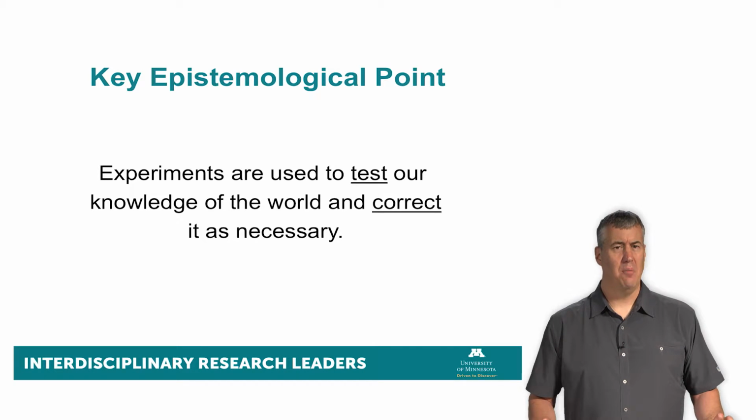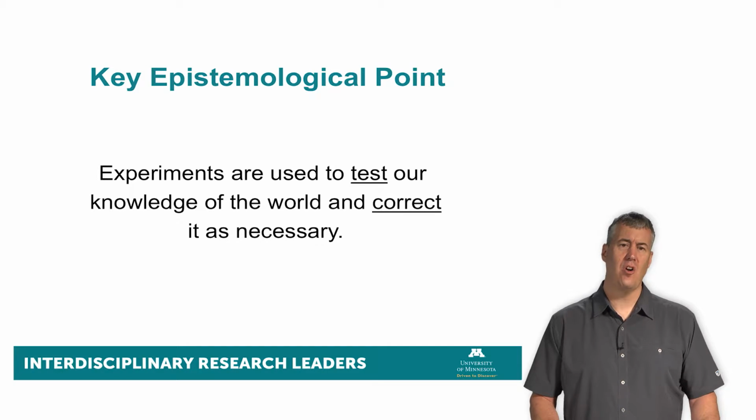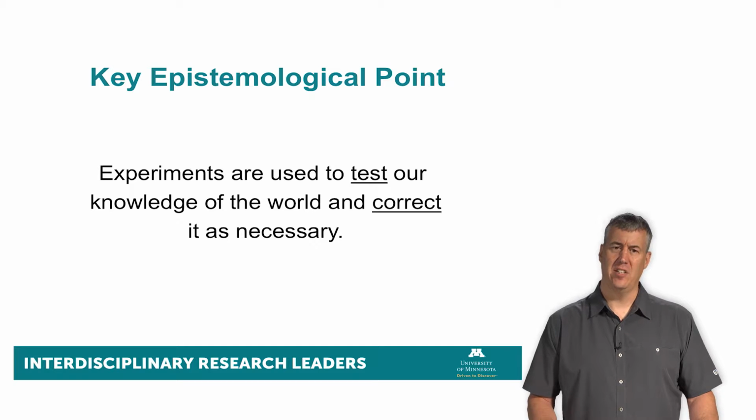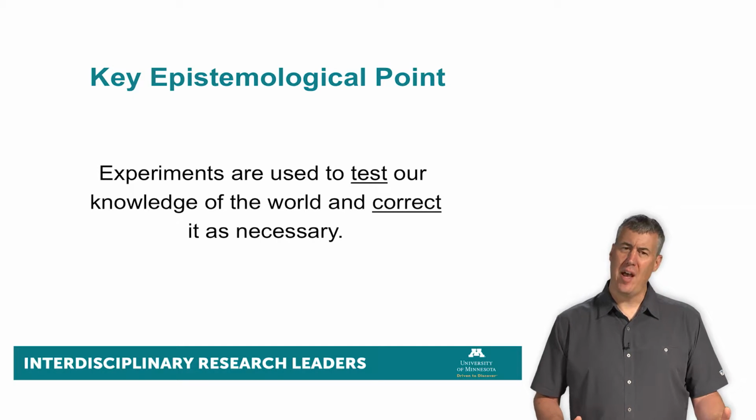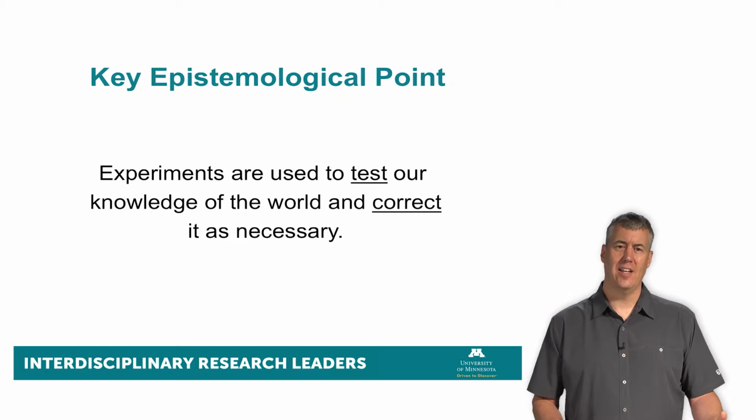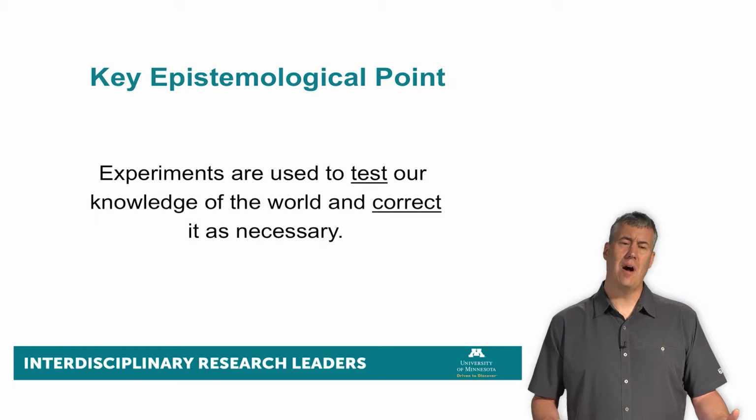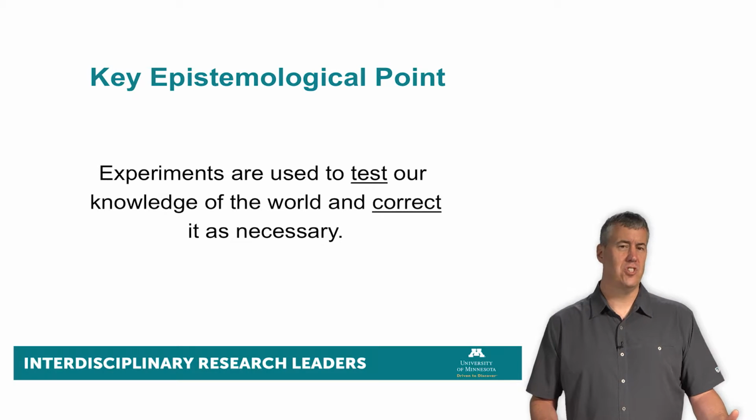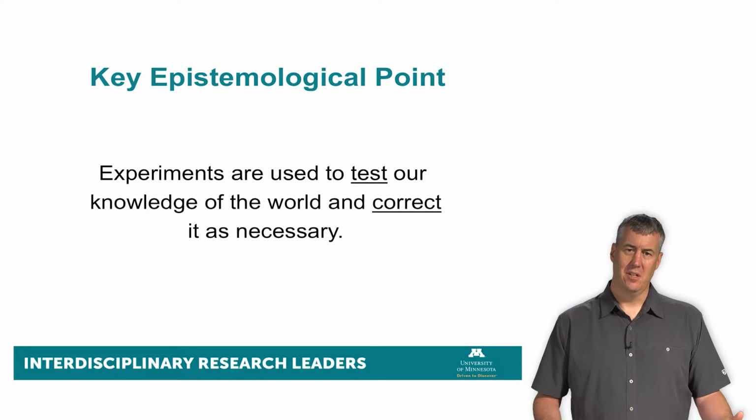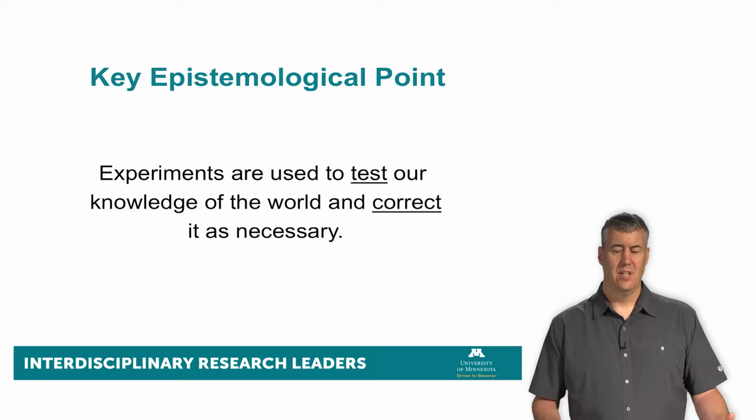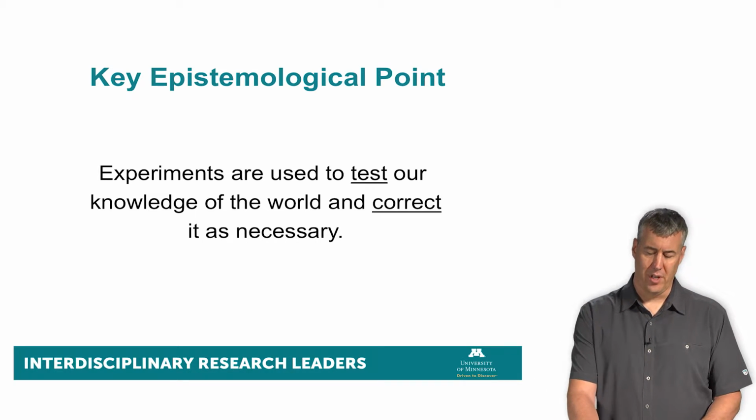First, the epistemological, or understanding of where knowledge comes from, point. Experiments are used to test our knowledge of the world and correct it if necessary. Going right back to the earlier modules, our goal of science is to have a theory or proposition, test it rigorously, and then change our mind or update our minds if necessary. If what we think is true is not true, we should change our opinion. If it is true, we can proceed. This is the key epistemological point.